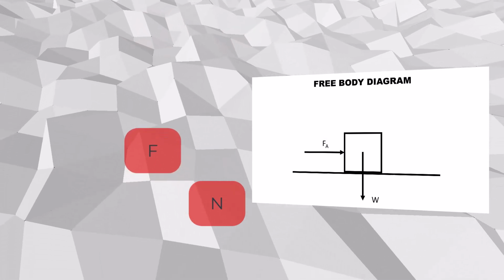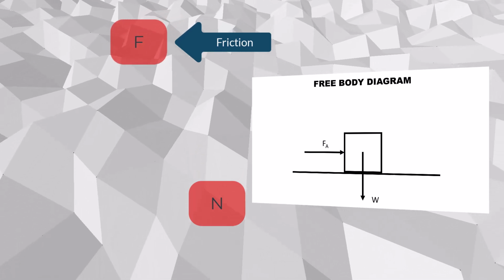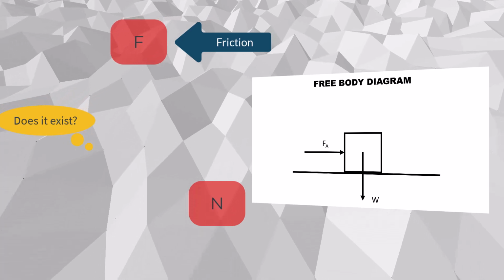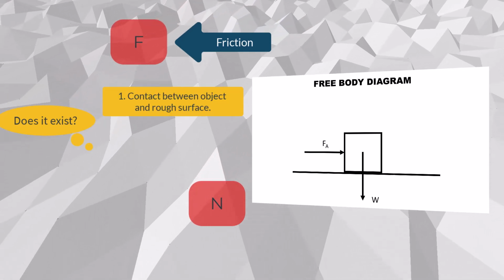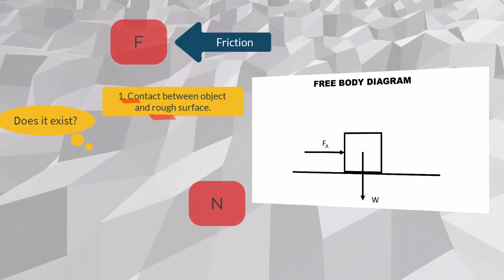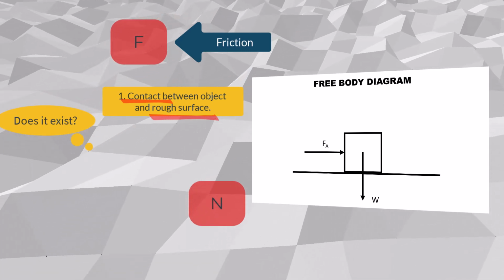Alright, let's look at the third type of force, friction, also known as frictional force. There are a few key points to consider. First, does it exist? To determine this, we need to look for contact between the object and a rough surface, which is crucial. There has to be a rough surface to create friction. This is usually stated in the exam question.